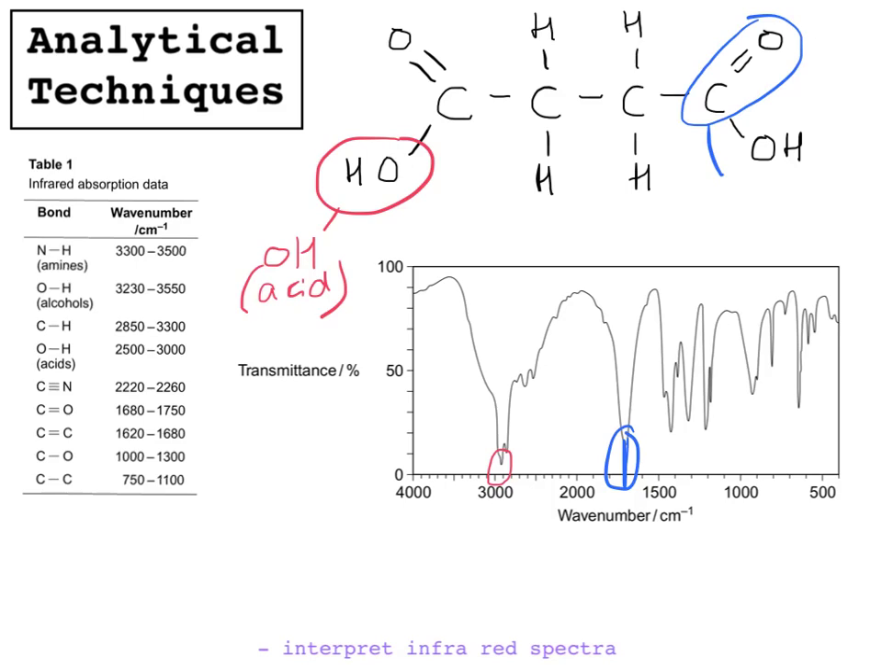We can't assign anything else, but as I said, we do have a fingerprint region here, which will be unique for this molecule. So if we knew that the molecule we had was a carboxylic acid, we could get all the known spectra that we had for carboxylic acids and match them up. And if it matched this one, then we would know that the carboxylic acid we had was this one.